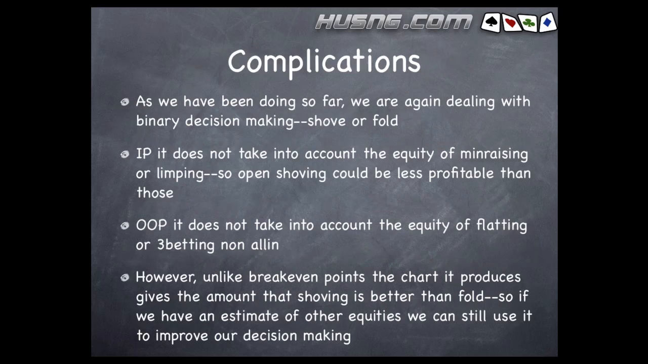Just before we dive in to using ICMIZER, I want to talk about some of the complications. As we've been doing so far in this series, we are dealing with binary decision making, shove or fold in this case, and so obviously it's not going to take into account all the complexities. It's not going to take into account the equity of min raising or limping. So open shoving, even though it's more profitable than folding, can still be less profitable than min raising or limping. Out of position, it doesn't take into account the equity of flatting or 3-betting non-all-in.